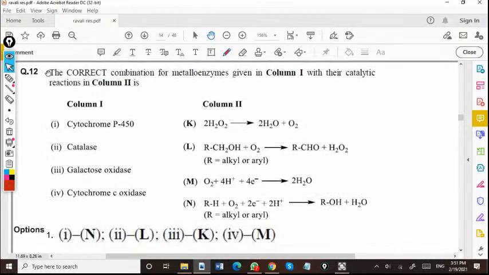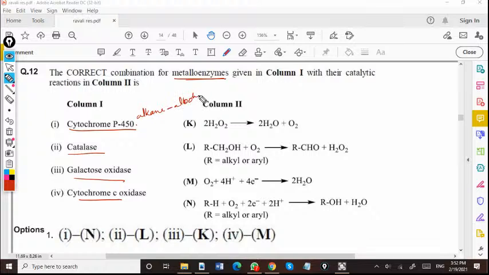This is based on enzyme systems, metalloenzymes: cytochrome P450, catalase, galactose oxidase and cytochrome C oxidase. Cytochrome P450 converts alkanes into alcohols. In which of these reactions is it alkane to alcohol? It is N, where the alkane is converted into alcohol.